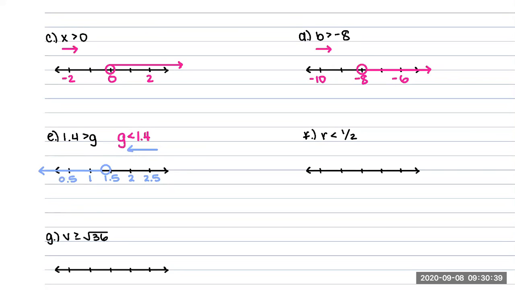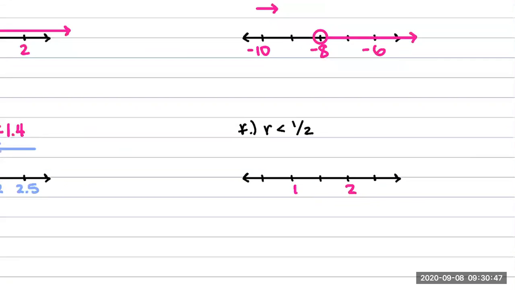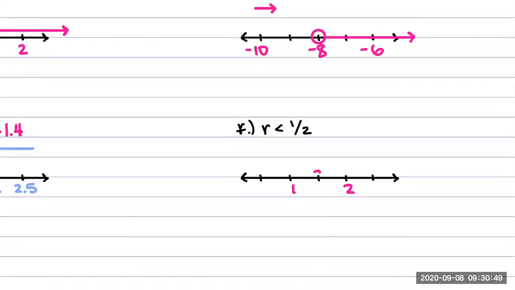For F, we have r is less than 1/2. So again, I'm going to find that 1/2. I'm going to just do 1 and 2, so my 1/2 would be in between 1 and 2. I'm going to have an open circle on it since my sign does not have a line underneath it. And then my variable comes first, my sign points to the left, so my line's going to run to the left.